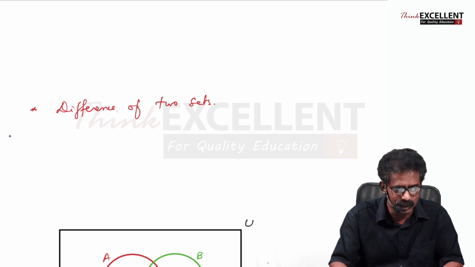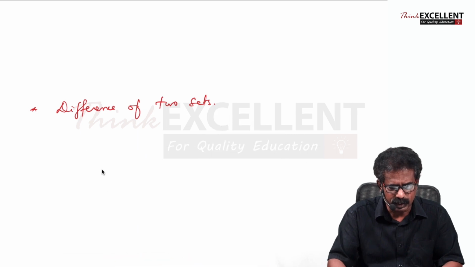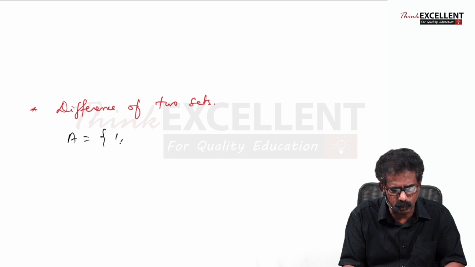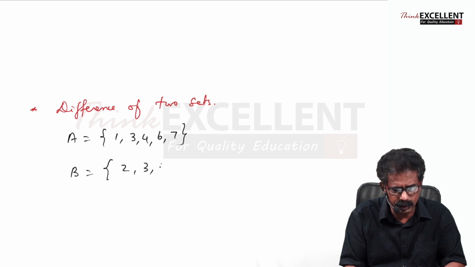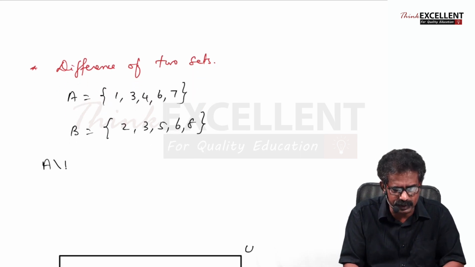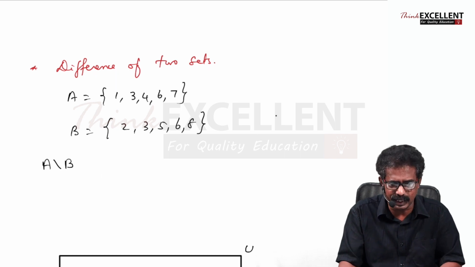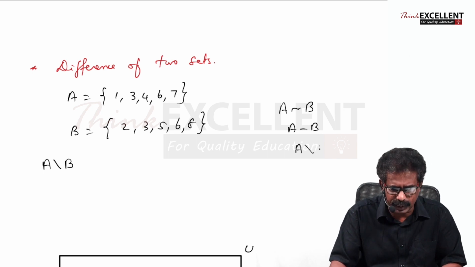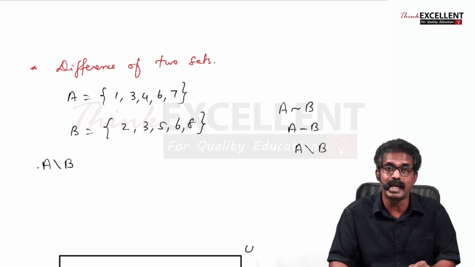I'll tell you what it is. Here they are giving two sets. Suppose A is a set, say 1, 3, 4, 6, 7. B is a set 2, 3, 5, 6, 8. Difference of two sets: you can write A difference B. This is the symbol, A minus B. Sometimes in some books it will be written like this. So this is the symbol for A difference B.